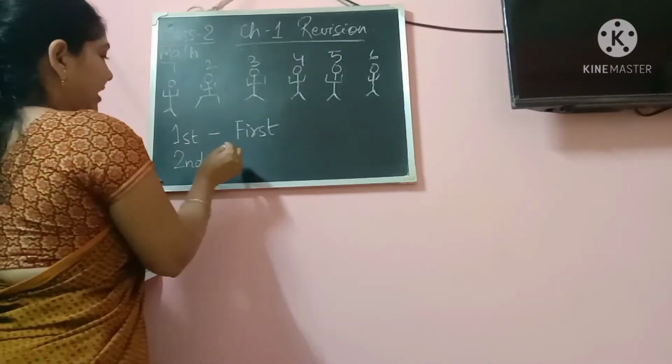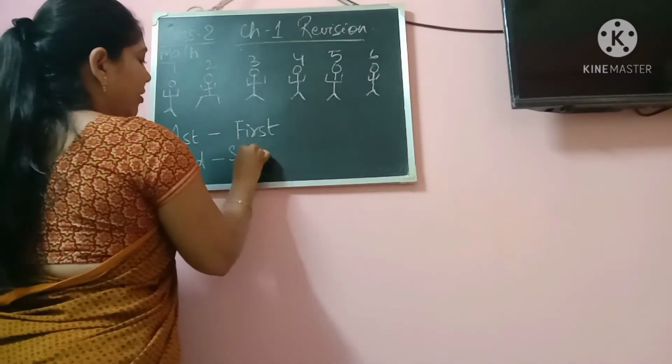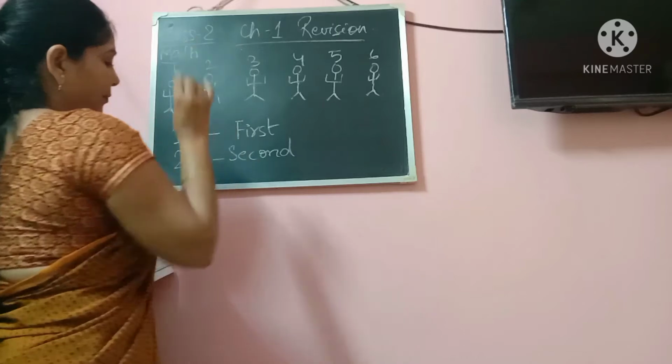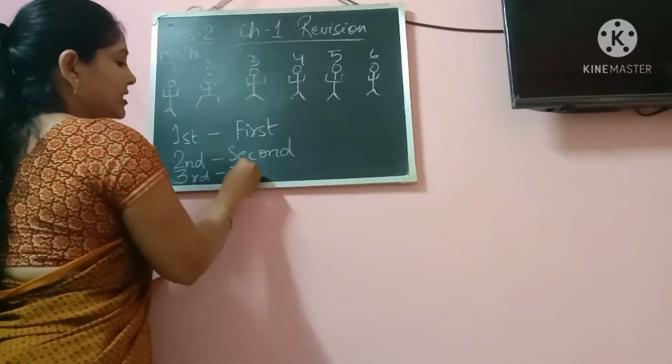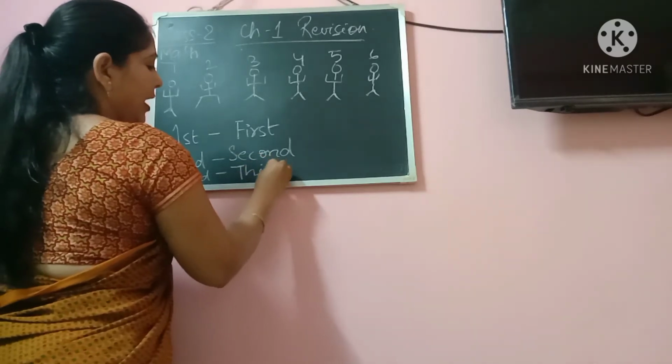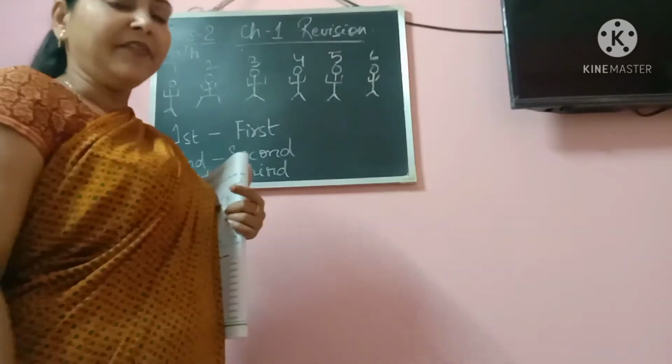Like how? Second one is SECOND, second. Third, 3RD. The spelling is THIRD.